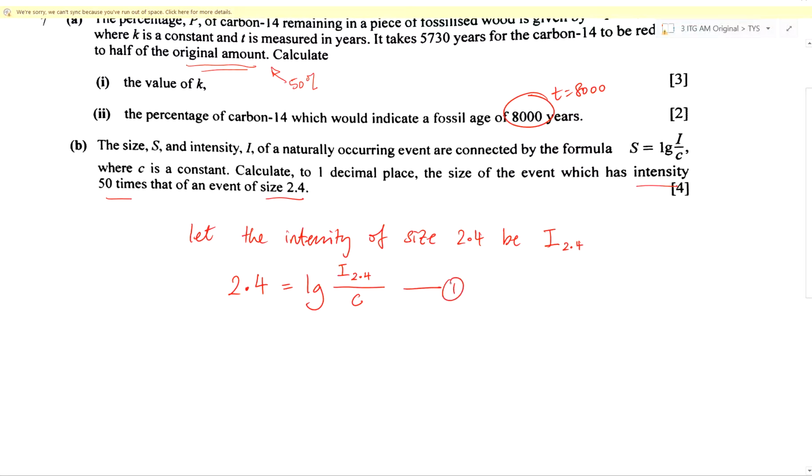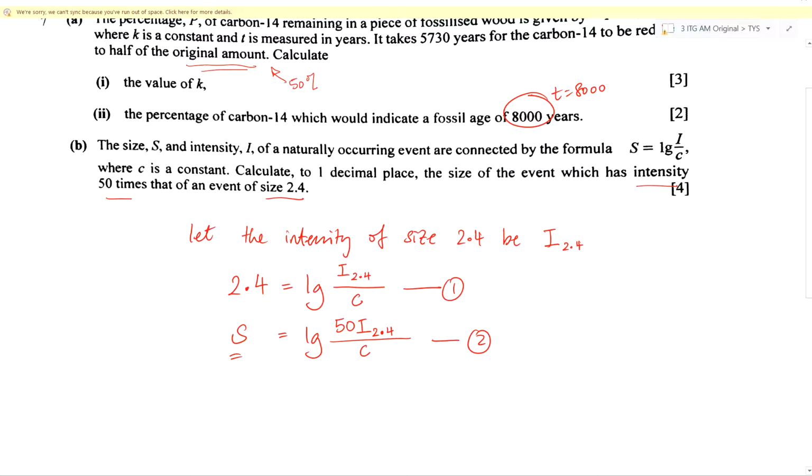Now they want us to find the size of an event with 50 times the intensity of the previous, divided by c. So now this size over here, we can leave it as s actually, and that is what we want to find out. So this is my equation number 2. Our objective is to find s.